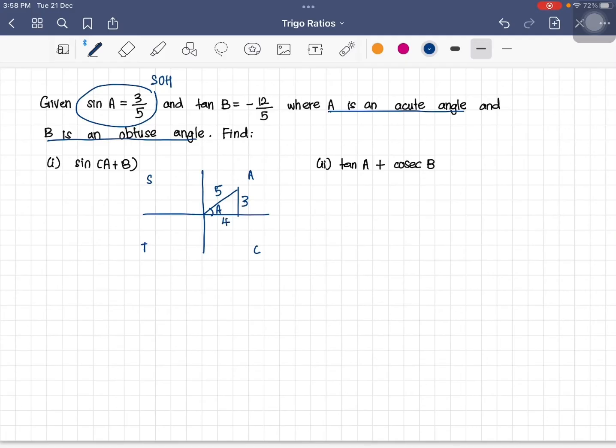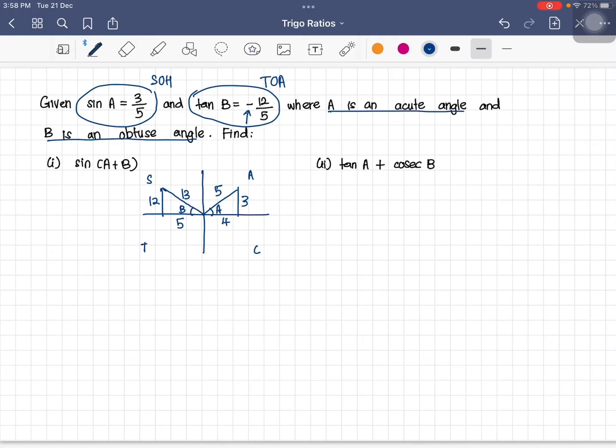And B is an obtuse angle. So if it is an obtuse angle, it should be here. And we know that in this quadrant only sine is positive. So of course our tangent is negative. We are given tangent of B. So we know that TOA, opposite over adjacent. Opposite of B is 12, and adjacent of B should be 5, and the hypotenuse should be 13 here by Pythagorean triple. What about the negative one? The negative just indicates which quadrant it belongs to.